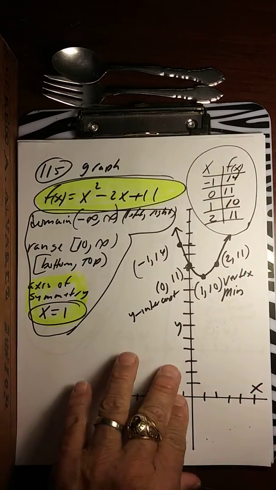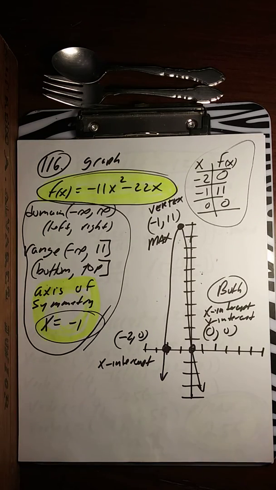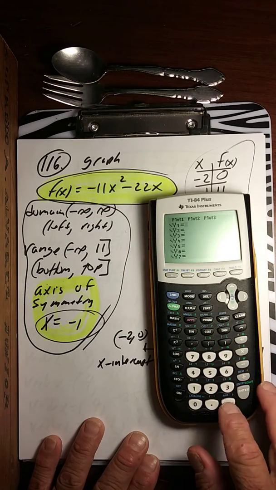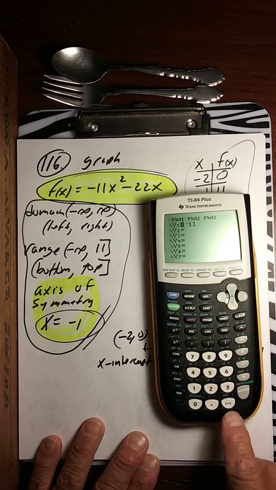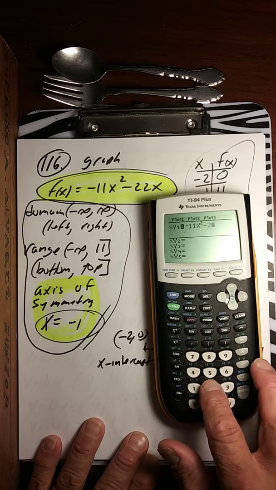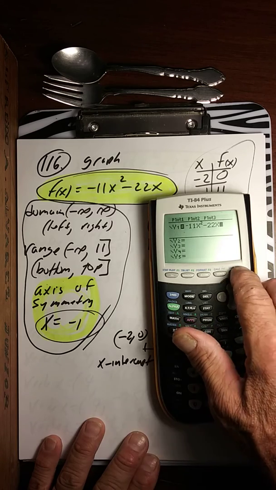Another graph. Okay. So let's go from there. Negative 11x squared, negative 11, this one here, x squared minus 22x, hit graph.